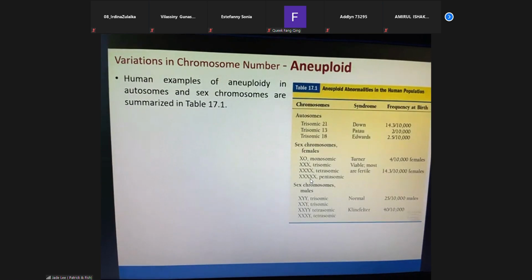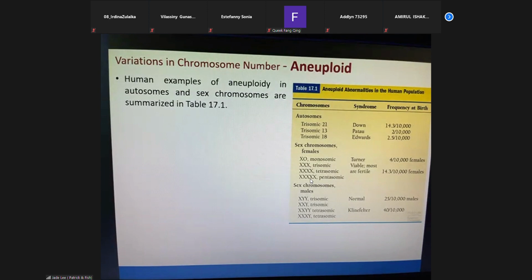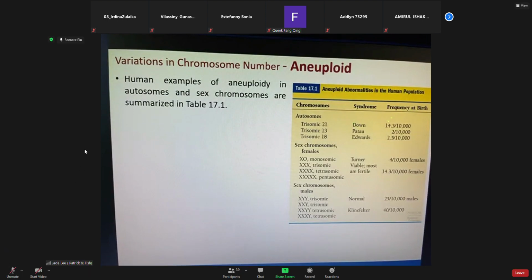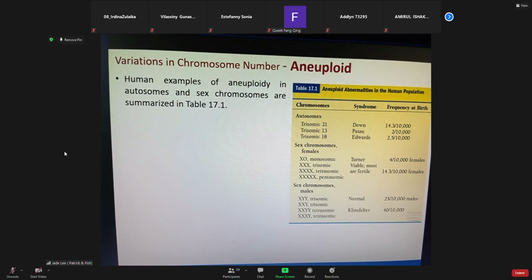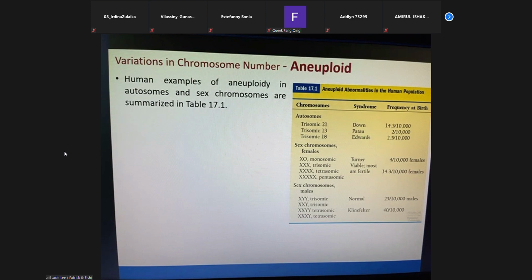So human examples of aneuploidy in autosomes and sex chromosomes are summarized in this one, di sini. Kalau kita tengok trisomic 21, which will result in Down syndrome. Yes? Trisomic 21, it occurs in 14.3 in 10,000. Whereas trisomic 13, pada kromosom 13 tu dia akan hasilkan Patau syndrome, which is 2 in 10,000 births, and trisomic 18 menghasilkan Edwards syndrome by 2.5 over 10,000.